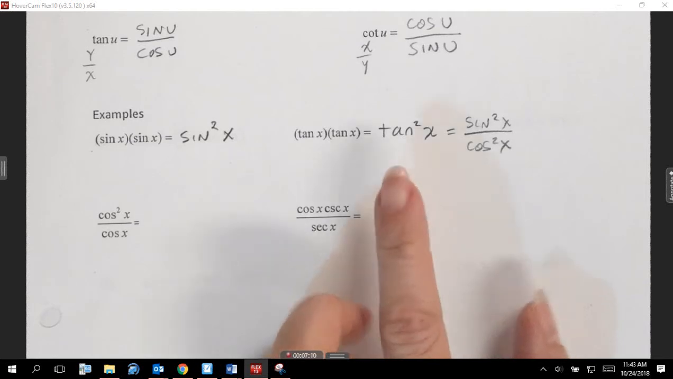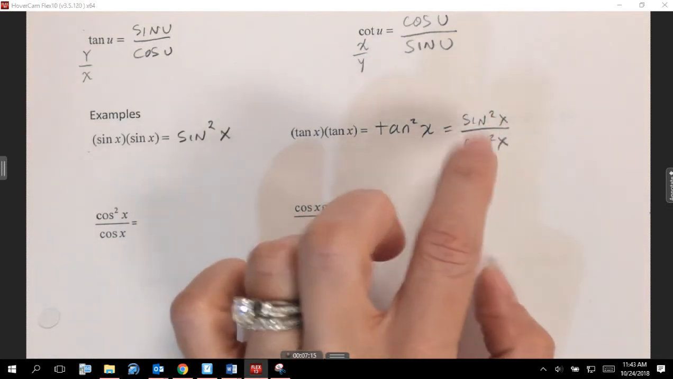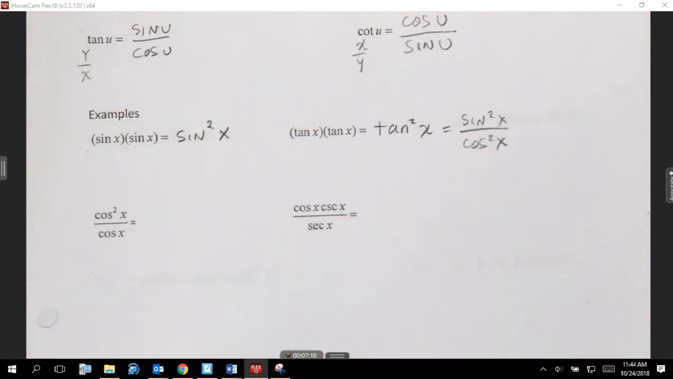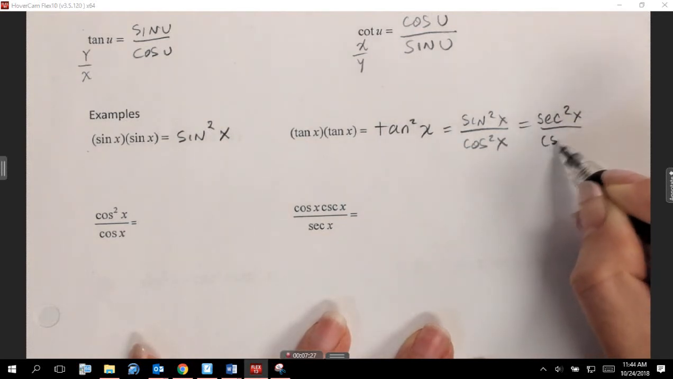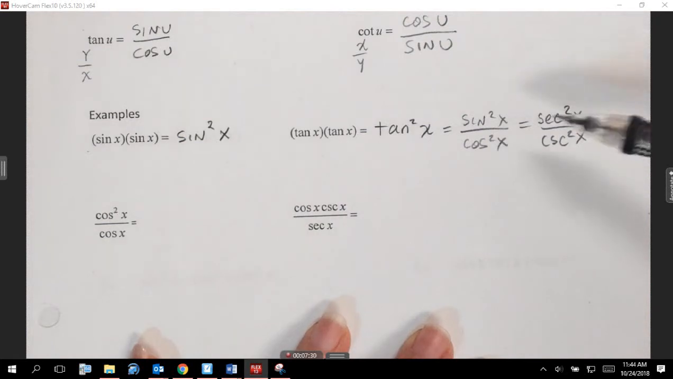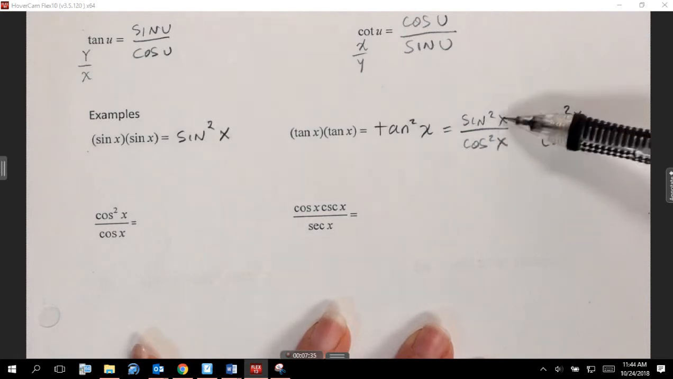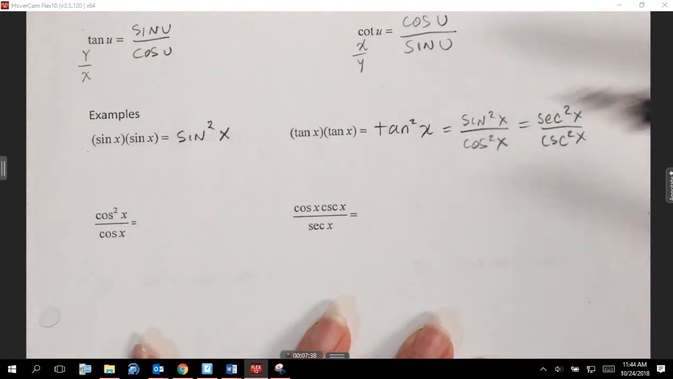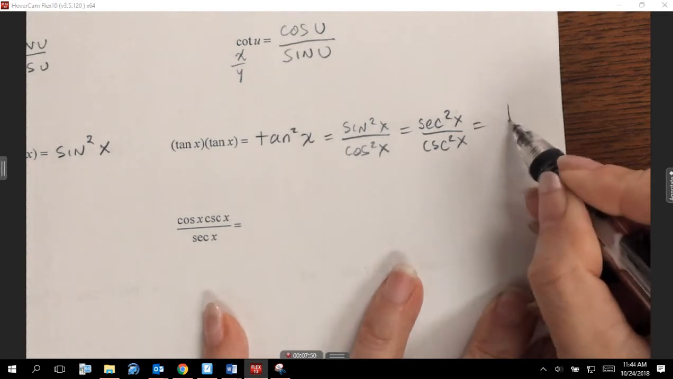Just curious, is there something else that tangent squared x could have equaled instead of this, using the stuff that's on our paper? Secant squared x over cosecant squared x. So what she did is she just moved the cosine up, which is if we have 1 over cosine, that's the same thing as secant. Or if we have sine, that's the same thing as 1 over cosecant. So she just used their reciprocal identity. So is there something else that tangent squared x equals? 1 over cotangent squared x.